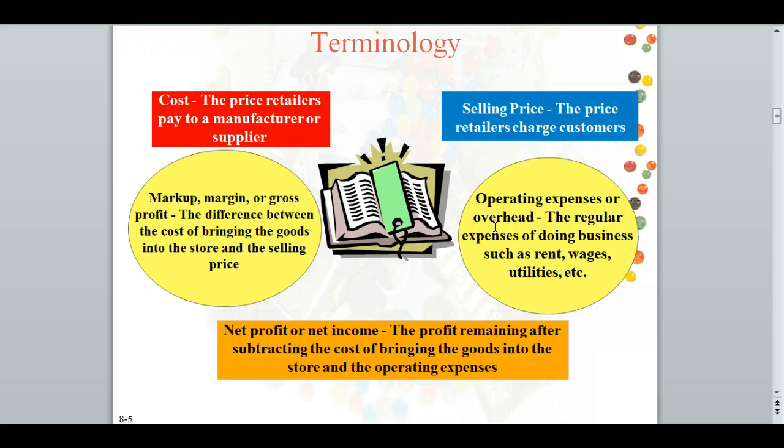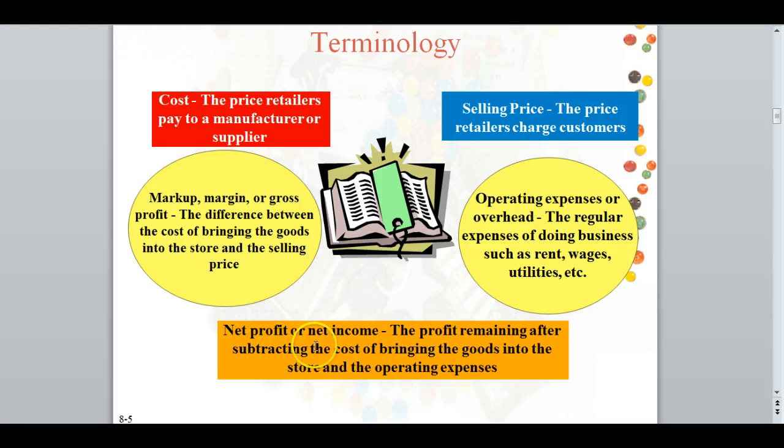Operating expenses or overhead expenses. It's the regular expenses of doing business, such as rent, wages, utilities, some other things in there, but these are what we would call fixed costs. They don't change. We are going to have these costs if we produce one pin or if we produce 100,000 pins. These are our operating costs, what it costs just to run the place for a month, say.